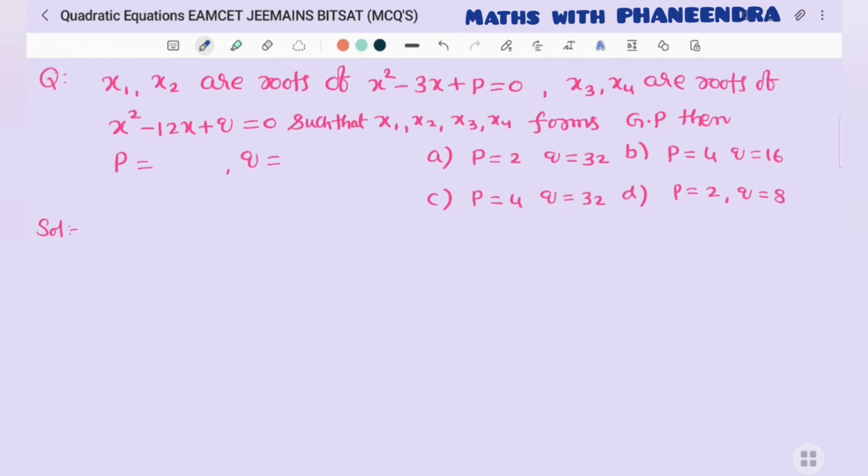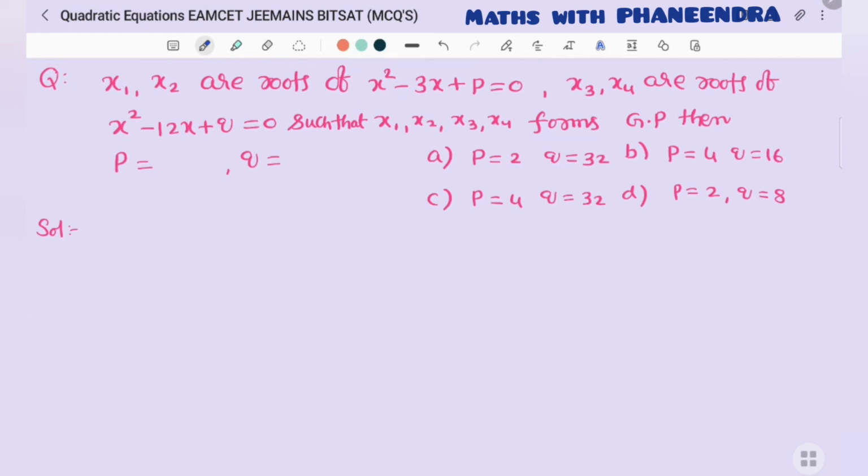The first question here: x1, x2 are roots of x square minus 3x plus p equal to 0, and x3, x4 are roots of x square minus 12x plus q equal to 0, such that x1, x2, x3, x4 form a GP. Then p equals, q equals. So they are asking to calculate the values of p and q.